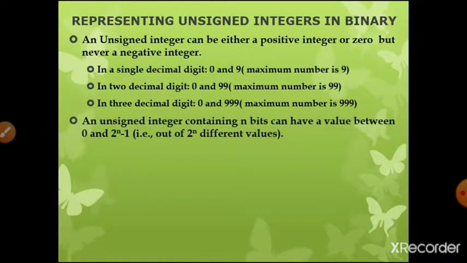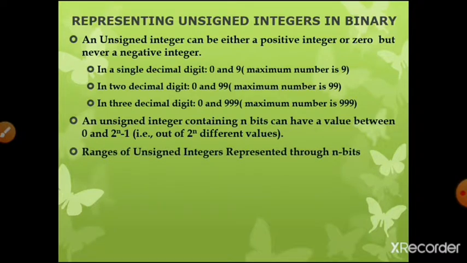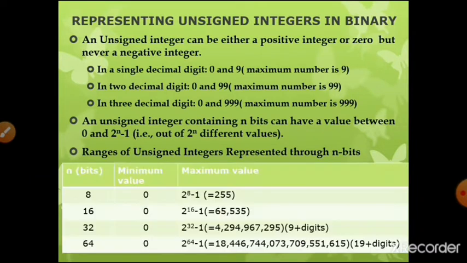An unsigned integer containing n bits can have a value between 0 and 2 to the power n minus 1, that is, out of 2 to the power n different values. So these are the ranges of unsigned integers represented through n bits. Here n can be either 8, 16, 32 or 64, and based upon that, the maximum value will vary.